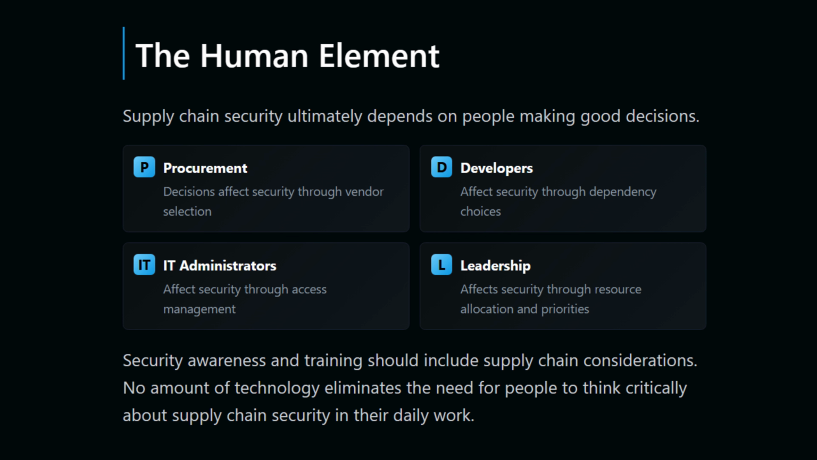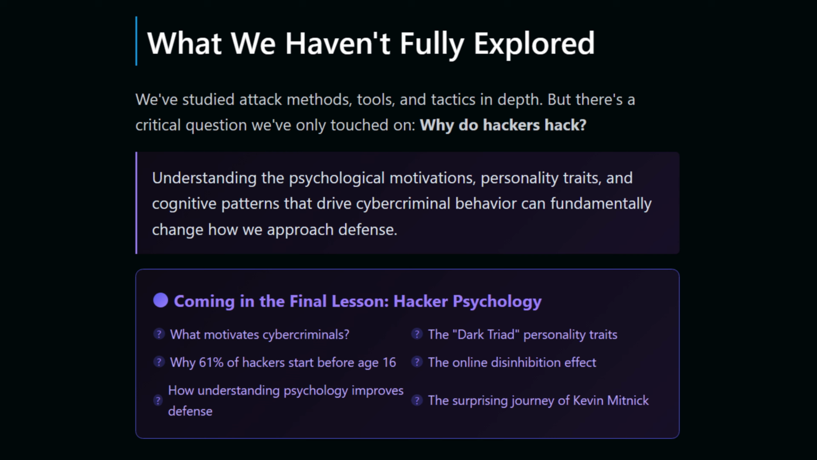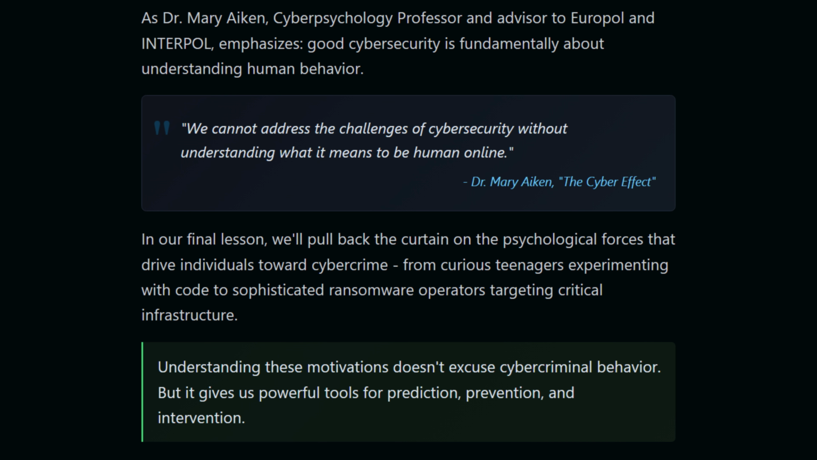Supply chain security ultimately depends on people making good decisions. Security awareness and training should include supply chain considerations. No amount of technology eliminates the need for people to think critically about supply chain security in their daily work. So we've completed all of our specific attack types sections of the course. To finish off this course, in this last section, we're going to have our next lesson, the final lesson of the course, all about the psychology of hackers and cyber criminals.